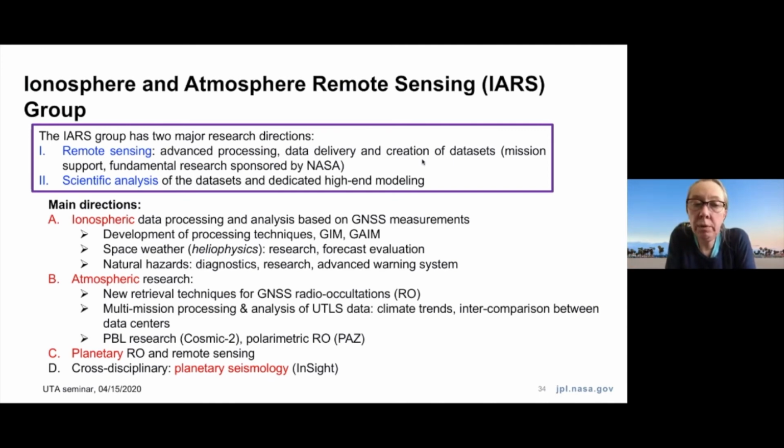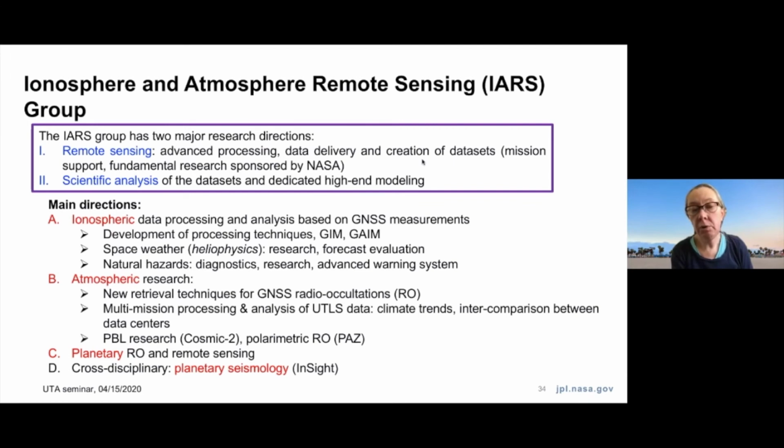We develop our own retrieval techniques specifically tailored for planetary boundary layer research. This is like 2 kilometers from the ground. And our section, which the group is part of, also delivered receivers for COSMIC-2. So we are involved in analysis of temperature retrievals from COSMIC.